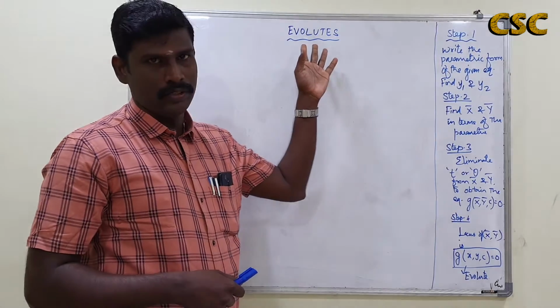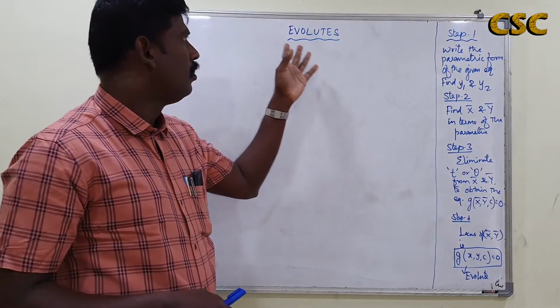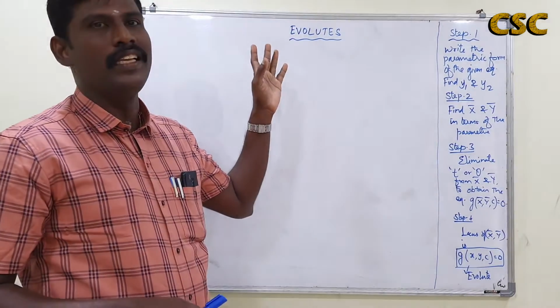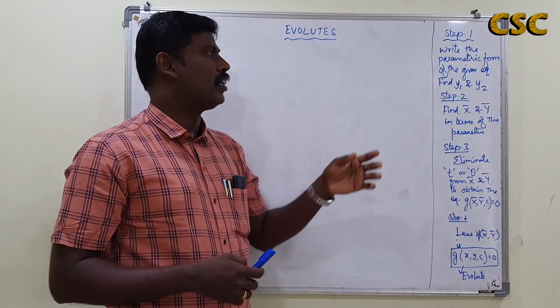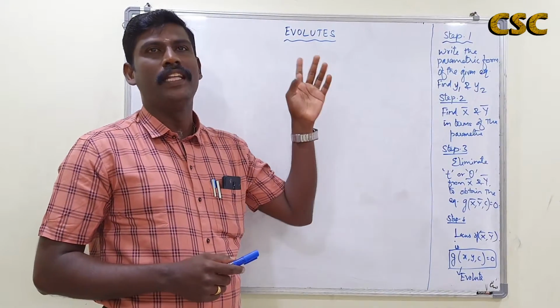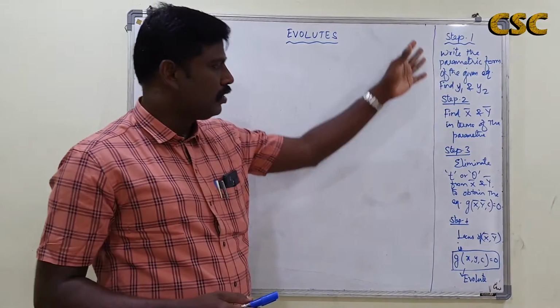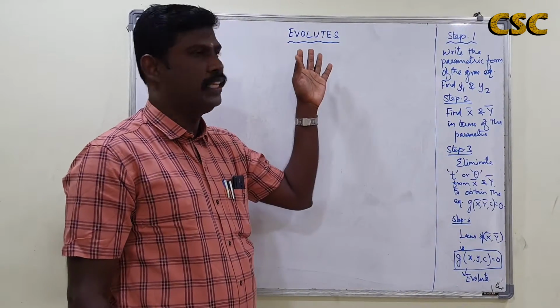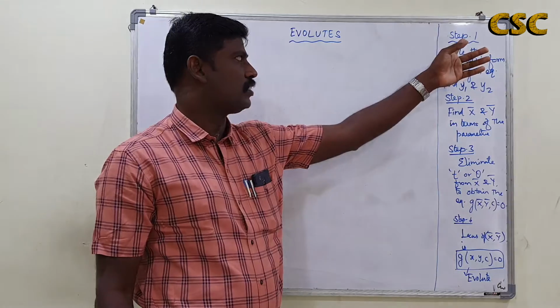So evolute. Last video we were looking at evolutes. What is evolute? How to find the evolute of the given curve? What are the steps involved in finding the evolute of the given curve? Okay, these are all the 4 steps involved in finding the evolute of the given curve. What is the first step?